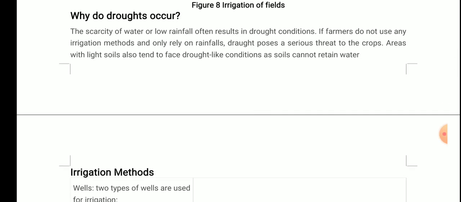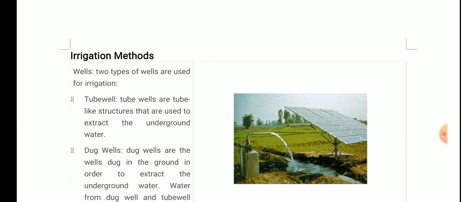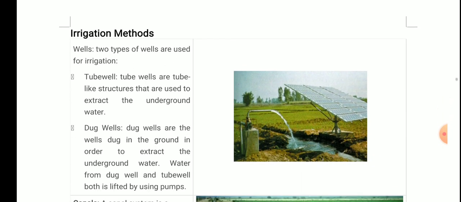Different irrigation methods. First, wells. Two types of wells are used for irrigation: the tube wells and the dug wells. Tube wells are tube-like structures that are used to extract the underground water. Dug wells are wells dug in the ground in order to extract the underground water. Water from dug wells and tube wells both is lifted by using pumps. You might have seen tube wells in the village areas where the pumps are set so that the water can be extracted from underground. So this is one of the methods, wells.